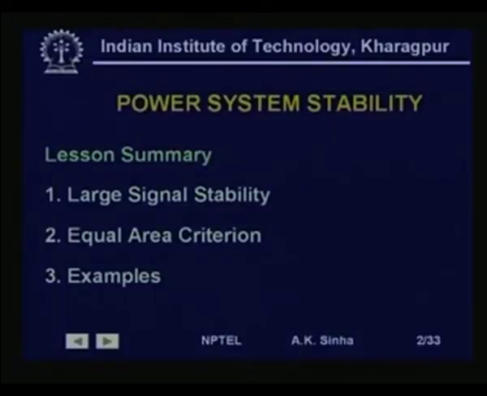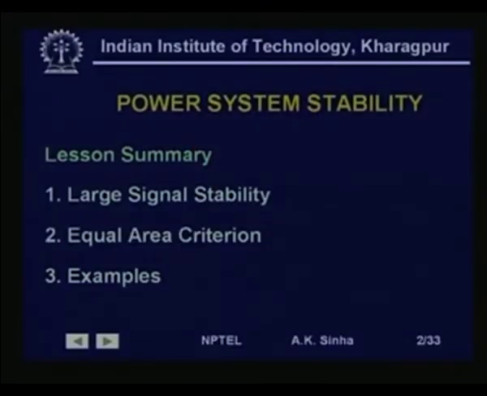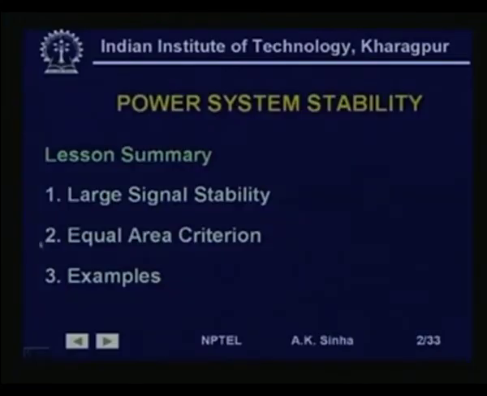That is, we are going to talk about large disturbances, when they take place, how the system responds to that. So, we will start with large signal stability, what we understand here. We will then go into the equal area criterion method for analyzing the stability of a single machine connected to infinite bus system for large disturbance, and we will take some examples to clarify how we use this equal area criterion.